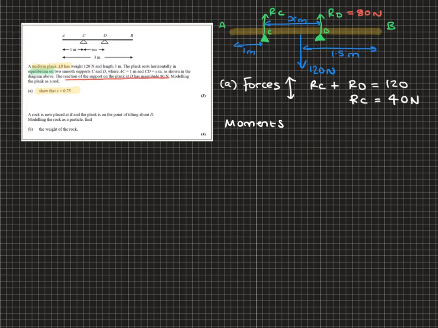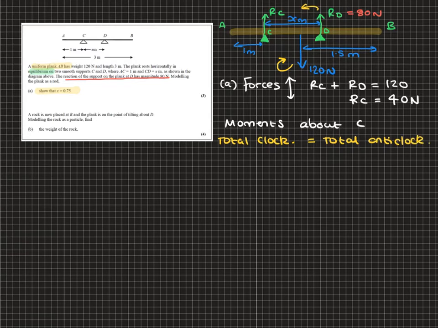Now, to make the algebra a little bit easier, I'm going to choose to take moments about point C. So let's think about the forces that we've got to take into account here. Now, RC has 0 perpendicular distance from C, so we can exclude that from our calculations. 120 newtons will have a clockwise moment, and RD will have an anti-clockwise moment, and they will balance each other out.